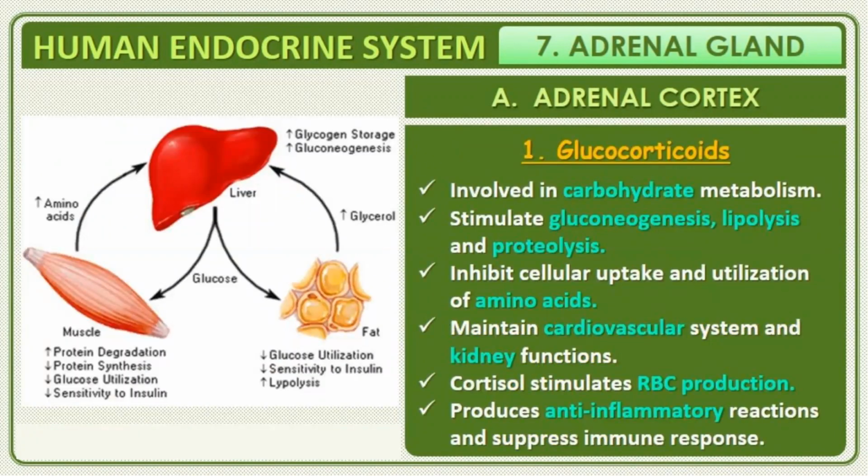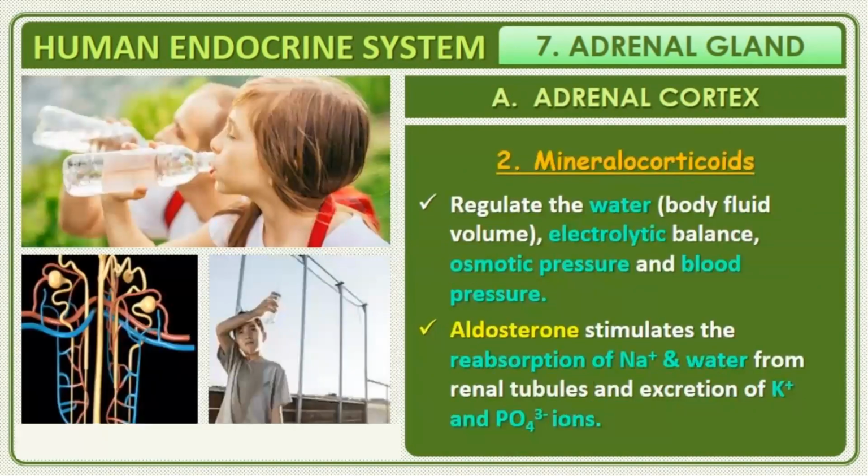Glucocorticoids are involved in carbohydrate metabolism. They help in stimulating gluconeogenesis, lipolysis, and proteolysis. Glucocorticoids inhibit cellular uptake and utilization of amino acids. They also help in maintaining the cardiovascular system and kidney functions. Cortisol stimulates RBC production, and it also helps in anti-inflammatory reactions by suppressing immune responses.